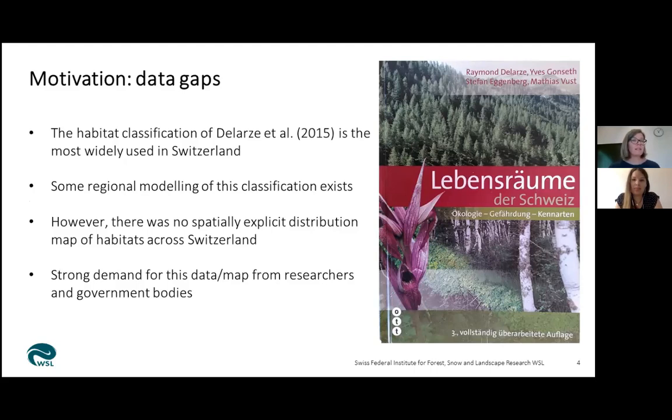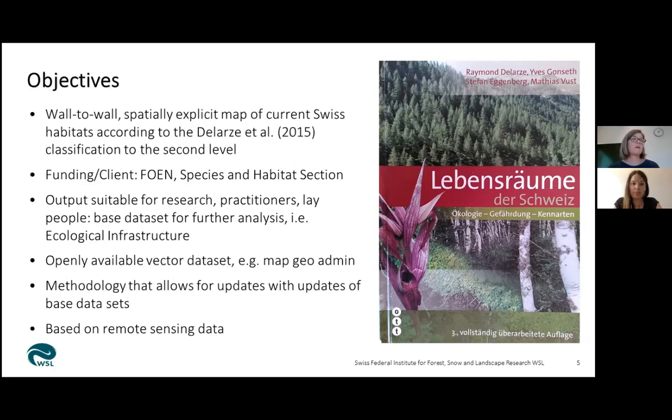So the habitat classification of Delarze, also known as the TIPO-CH classification, is the most widely used habitat classification for Switzerland. And although there's some regional modelling of this classification system, there's no spatially explicit distribution map of habitats across Switzerland. And there's a strong demand for this data from researchers and government bodies, and in particular to support ecological infrastructure mapping and modelling. So our objectives were to develop a wall-to-wall spatially explicit map of the Swiss habitats according to the TIPO-CH classification to the second level, and I'll explain the levels in a moment.